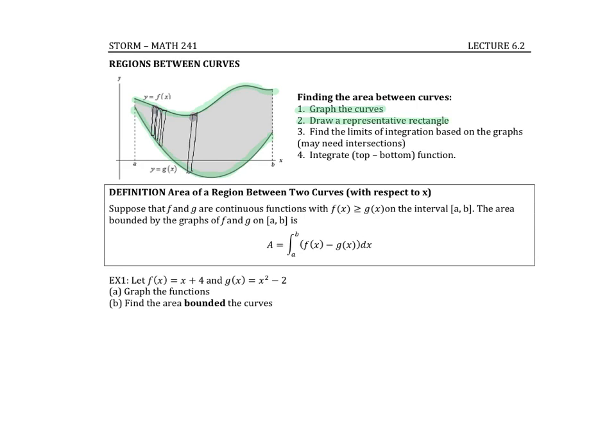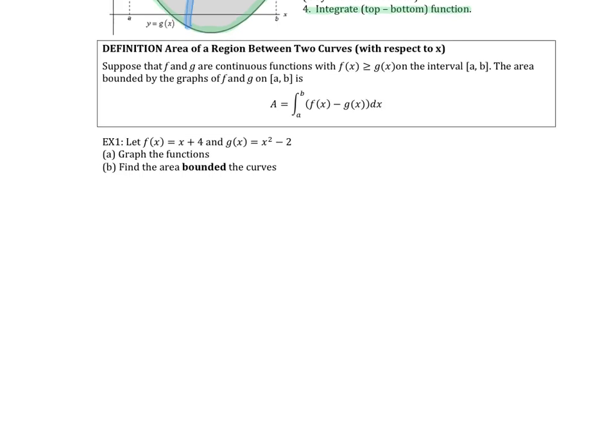If limits of integration are not given, you may have to find the limits of integration based on your graph, which is why it's really important to have a graph. And like I said, whenever you integrate, you're going to do top minus bottom function. The reason it's always top minus bottom is to ensure that this distance here is always positive. So in this box we have the definition of the area between two curves: if f is greater than or equal to g, then you integrate f minus g, upper minus lower.